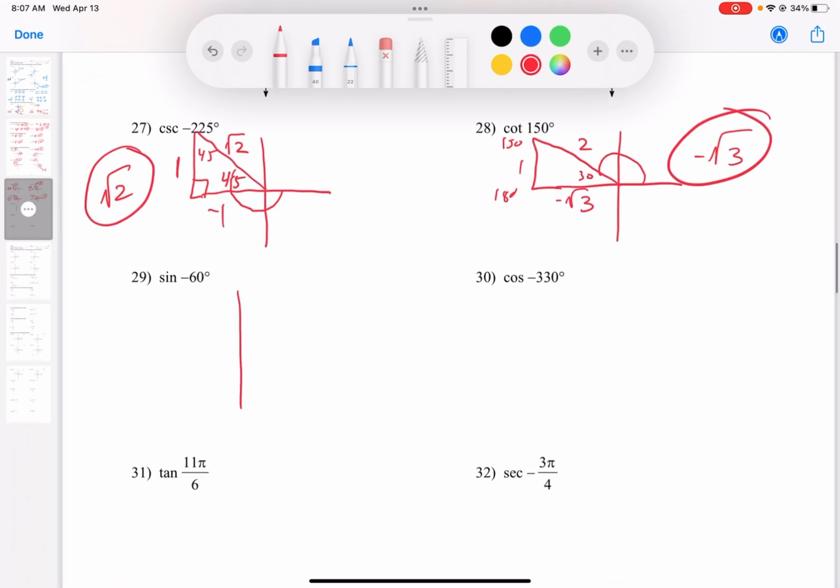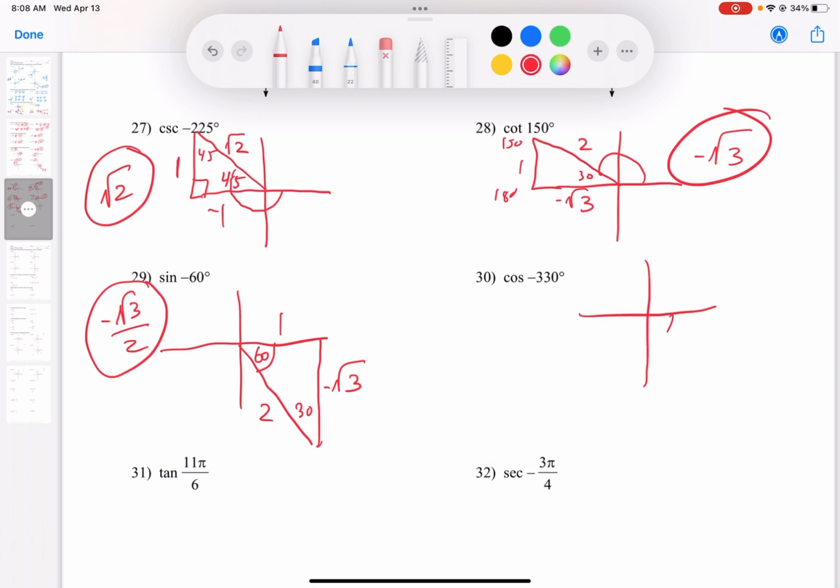Sine of negative 60. There's negative 60. Draw this up here. Well, that's going to make that a 60, 30. So that's 1. That's 2. That's the negative square root of 3. Sine is opposite over hypotenuse. So negative square root of 3 over 2.